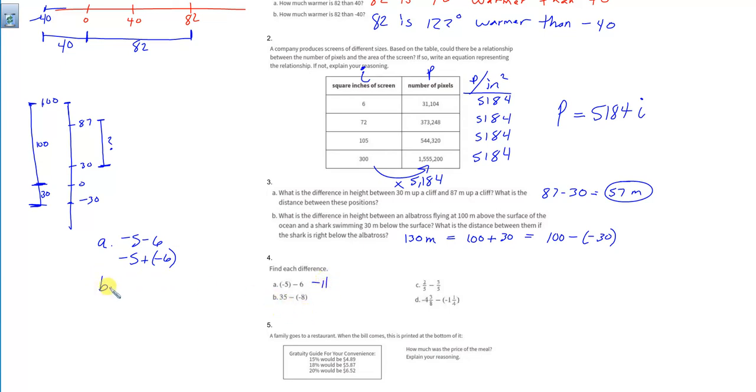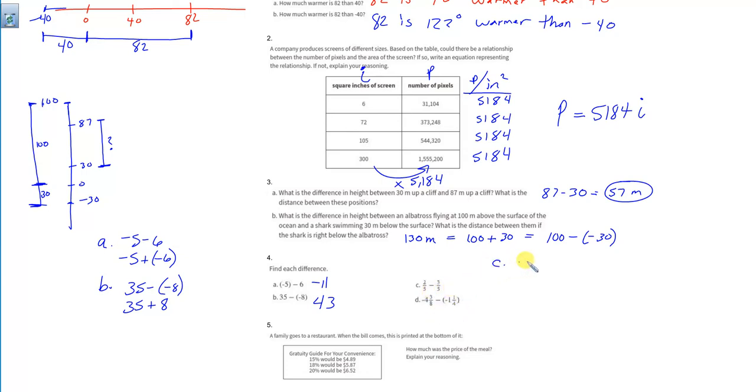Part B, 35 minus negative 8. That is the problem. And if I add the opposite, keep the first number the same, and add its opposite, this becomes 43 as my answer, and positive. Alright, so C over here.